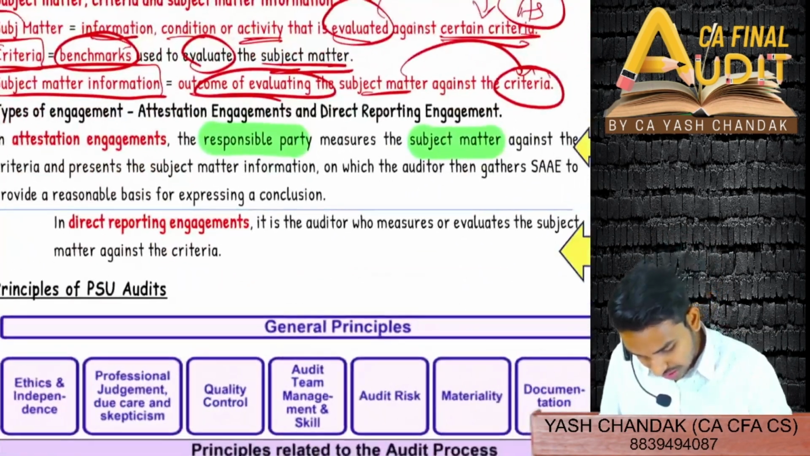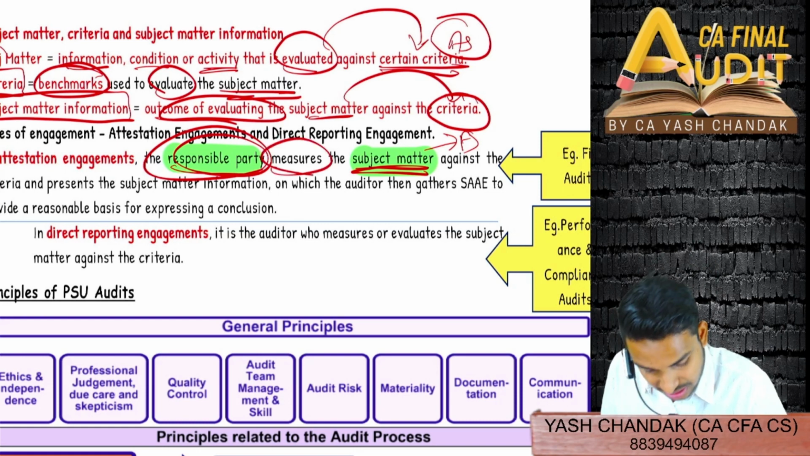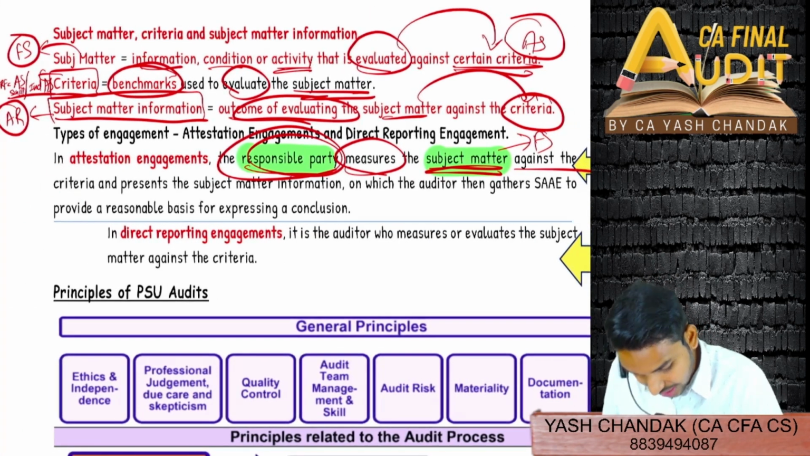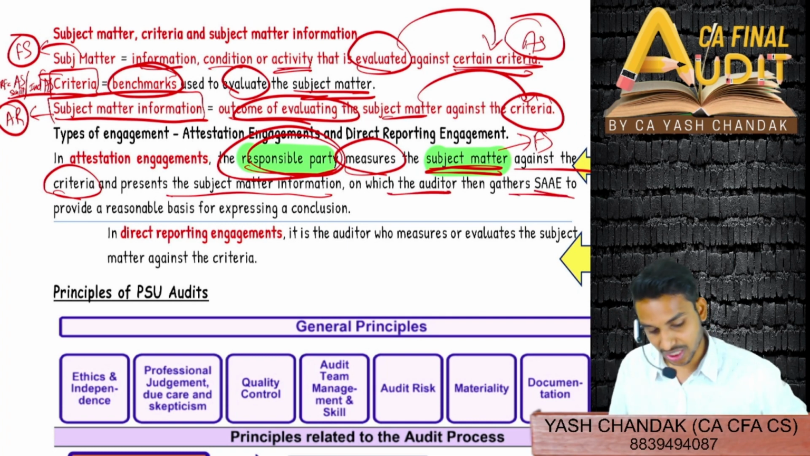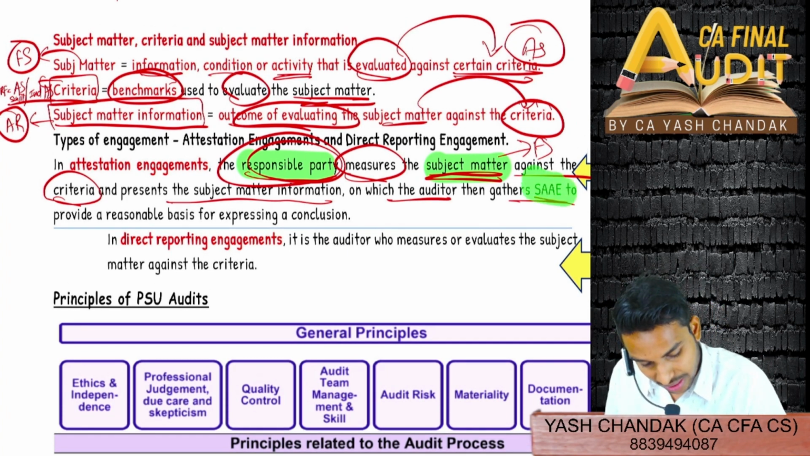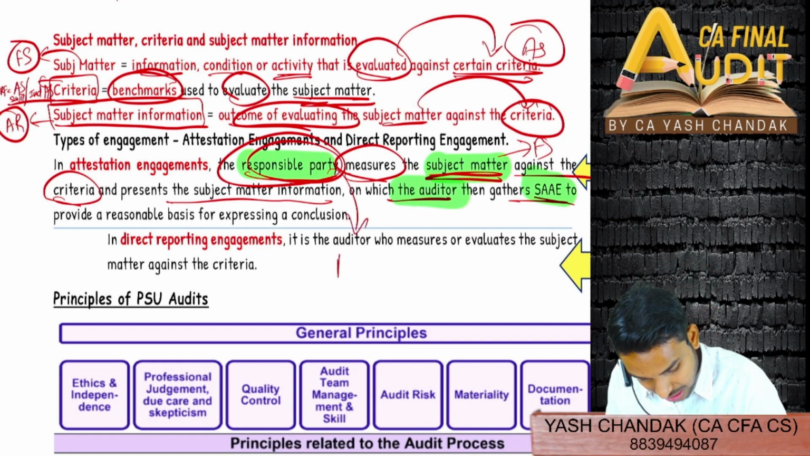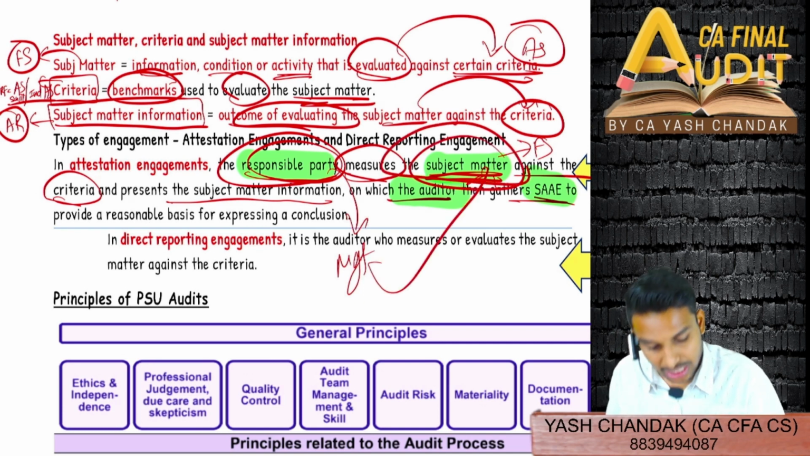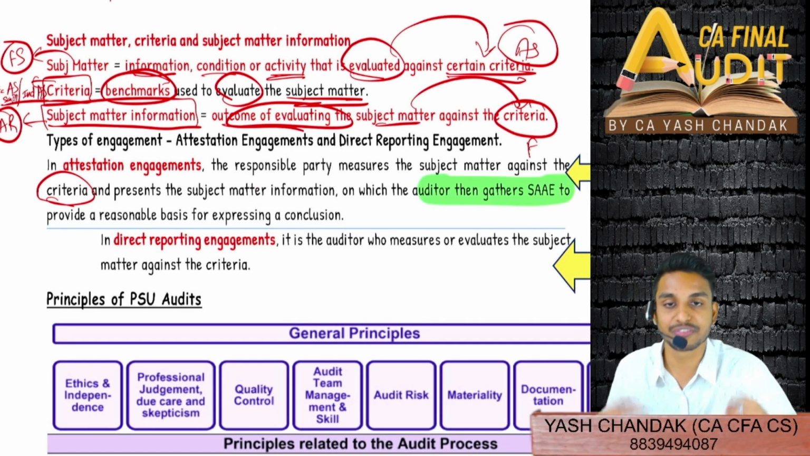So in attestation engagement, the responsible party measures the subject matter, that is the financial statement, against the criteria and presents the subject matter information, on which the auditor then gathers sufficient appropriate audit evidence. The auditor has to obtain sufficient appropriate audit evidence, and not the responsible party. The responsible party, that means management, will do all the compilation of the subject matter. The auditor has to gather sufficient appropriate audit evidence, give his opinion on the reasonableness of the report, and express a conclusion.